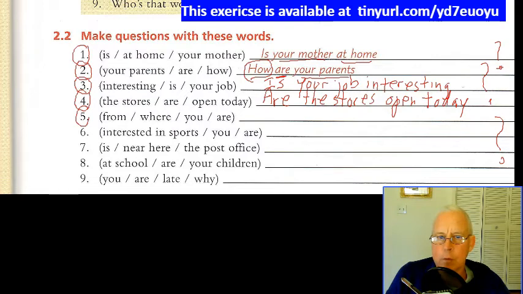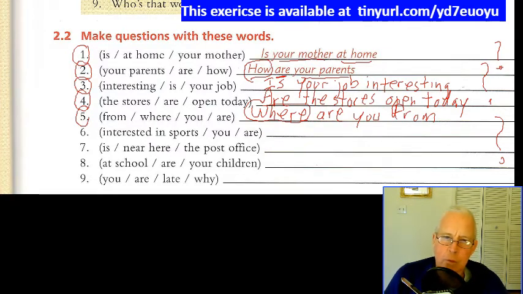Okay, this is a WH. From where you are. Well, we know we start with the WH, where, and then we have to have are you from? Where, I have to start with that. Where are you from? Sometimes you'll hear people say, from where are you? But the basic form is as we have here. Where are you from? And that means, what's your country or place of birth or origin?